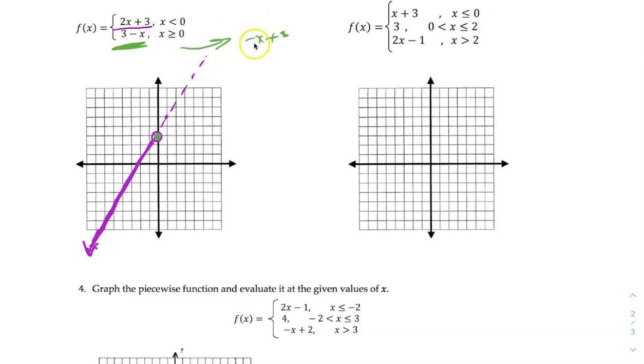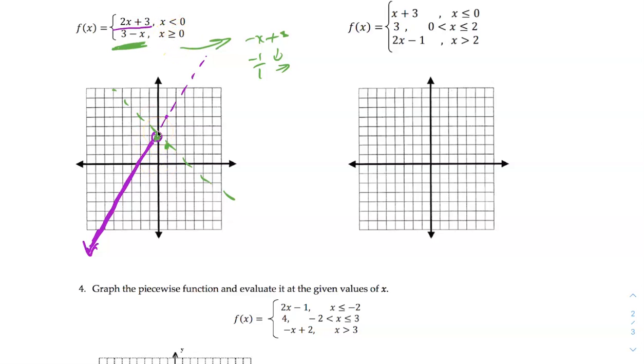And then my slope is -1, so down 1 over 1, right? And then to the right. This one's a closed circle. And then I want greater than. Well, I should just draw the line first. Okay. Now I want a closed circle at 0. So here's 0 right there.